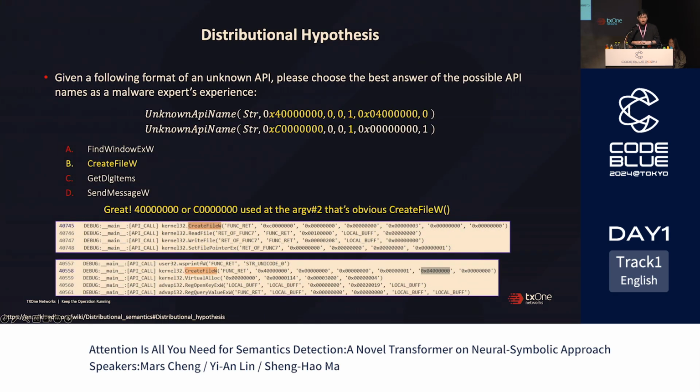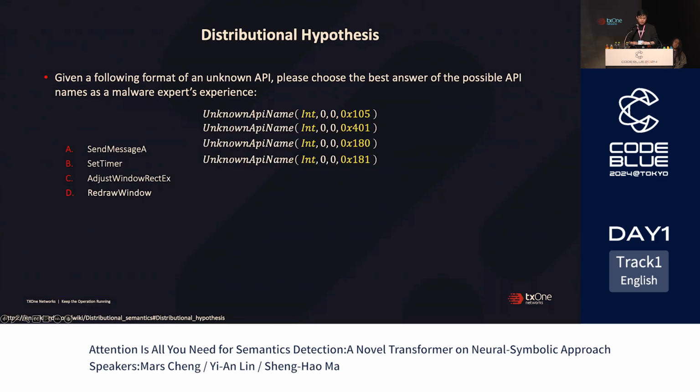So you may be curious about how human experts can determine unknown symbols from data relationships. Let's take a look at a few practical examples here. Consider an unknown Windows API with 7 parameters. Intuitively, among the various options, the only Windows API with 7 parameters is CreateFile, making it relatively straightforward to identify in this case.